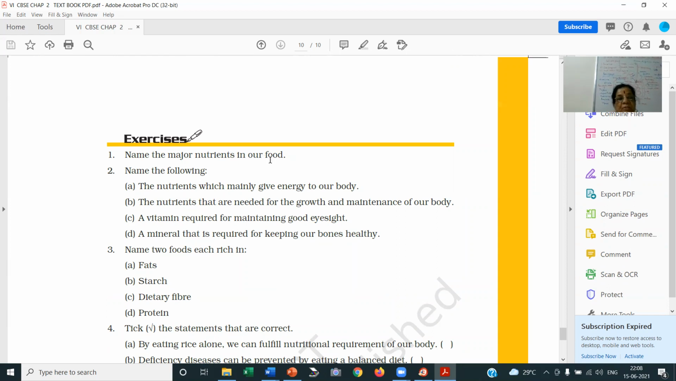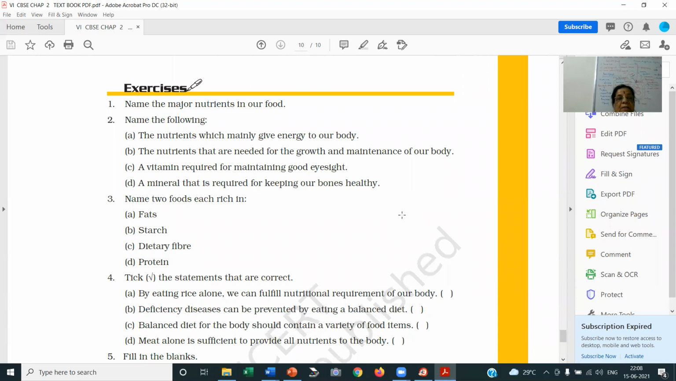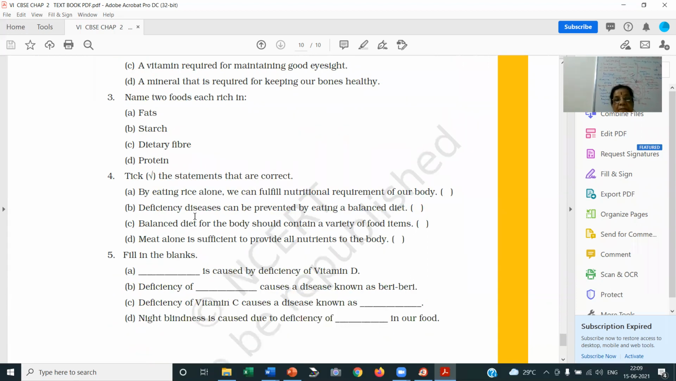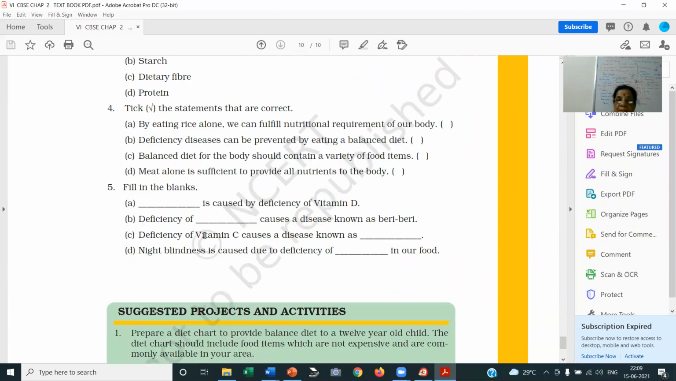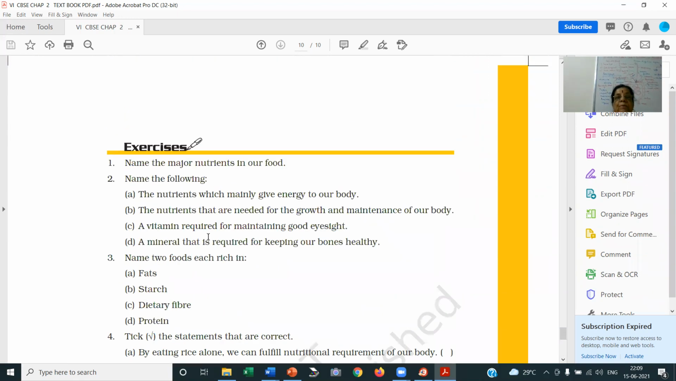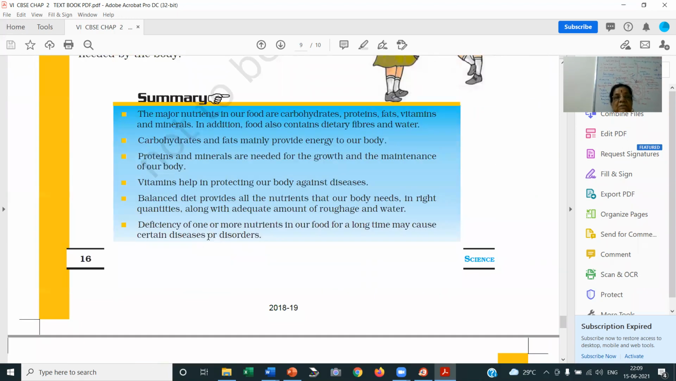Now name the major nutrients. Name the following nutrients: which give mainly energy, carbohydrate; needed for growth and maintenance, protein; vitamin required for good eyesight, vitamin A, right? And then bone health, calcium. Name two foods enriched in these, refer to the textbook. Similarly fill in the blanks, you fill it up. Then in the next video session we will discuss. I hope you are able to follow this, right?